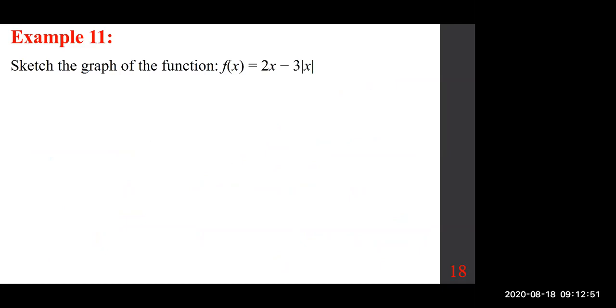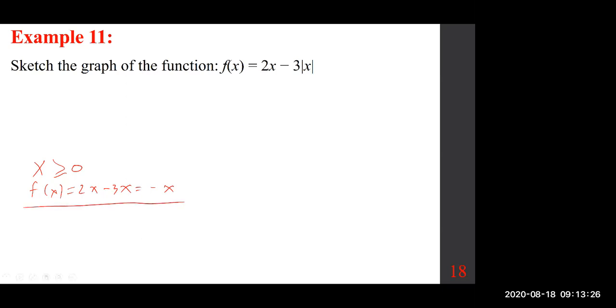How about this one? Sketch the graph of the function f of x equals 2x minus 3 times the absolute value of x. Because you're dealing with an absolute value, you have to look at the domain. So you have to look at the case when x is larger than or equal to 0, f of x becomes 2x minus 3x, which is minus x.